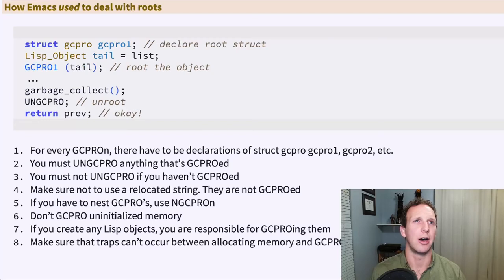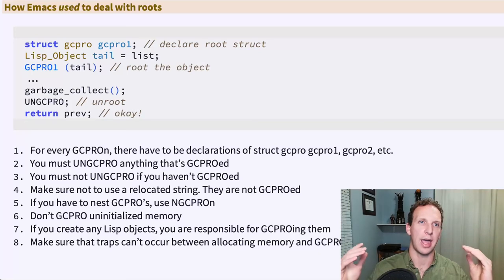So let's look at how Emacs used to deal with this problem, way back in the day. There was a system called GCPRO, or GC Protect, which is basically designed so that every time a value needed to survive past a garbage collection point, you had to protect it. In order to do this, you had to declare a struct, you had to put a macro around it to root the object, and then you had to unroot it when you were done, past the garbage collection. And now the value is safe.